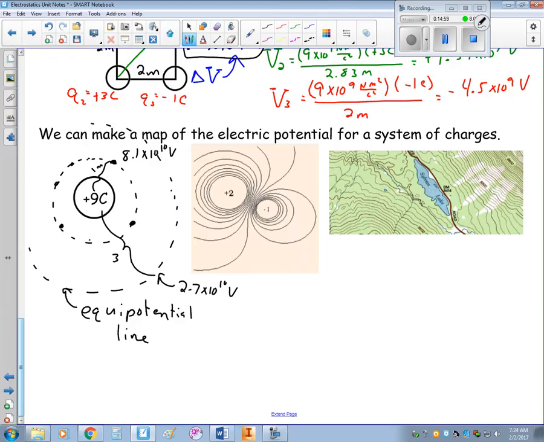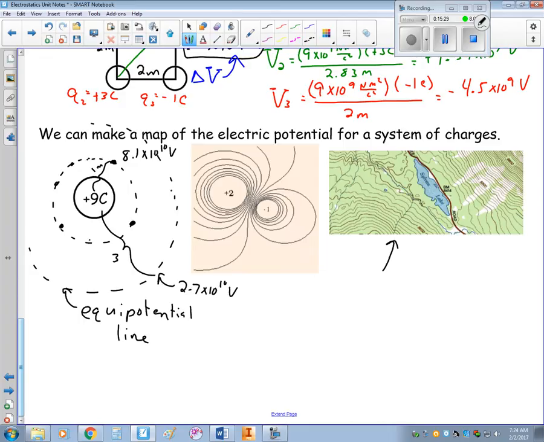So now if I have a system of charges, let's say a positive 2 and a negative 1 charge, I can then use the superposition principle, and I could calculate almost an infinite number of potentials. So then what I could do is make a map of the voltage, or the electric potential, in and around each one of those charges. And it kind of looks like a topographical map.